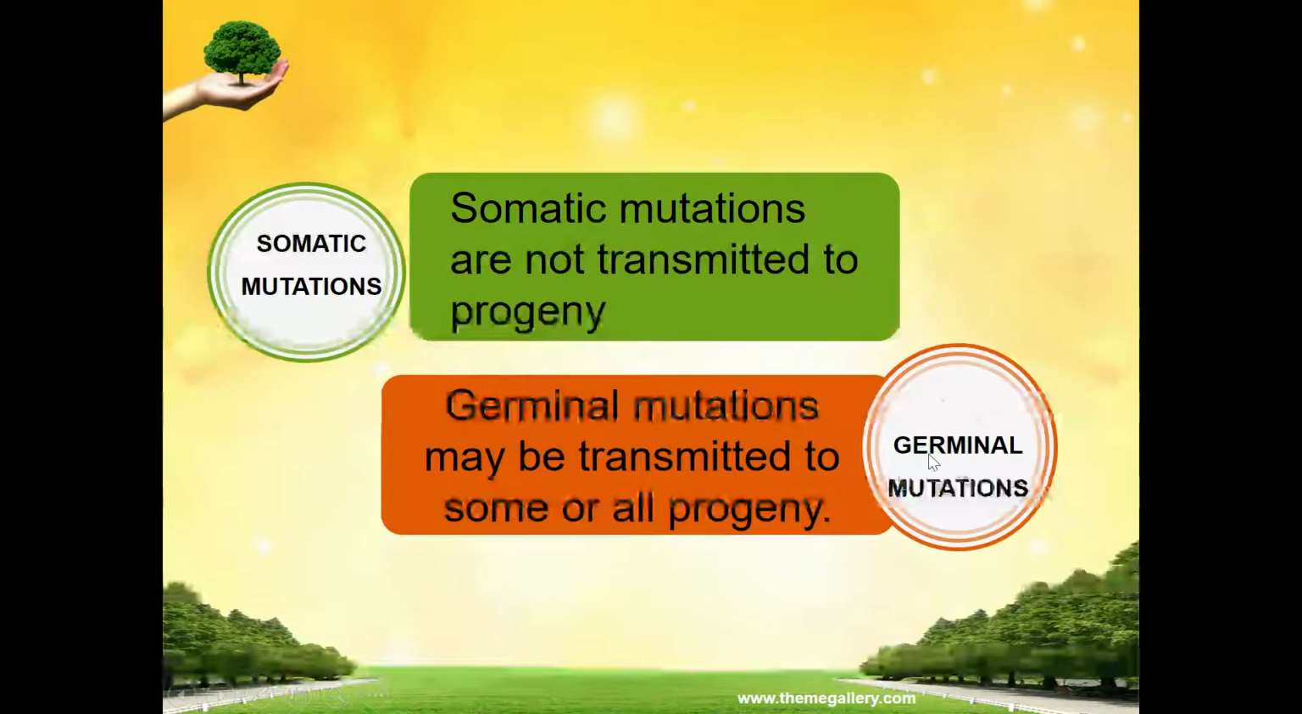Germinal mutations occur in the germline, special tissue that is set aside in the course of development to form sex cells. If a mutant sex cell participates in fertilization, then the mutation will be passed on to the next generation.